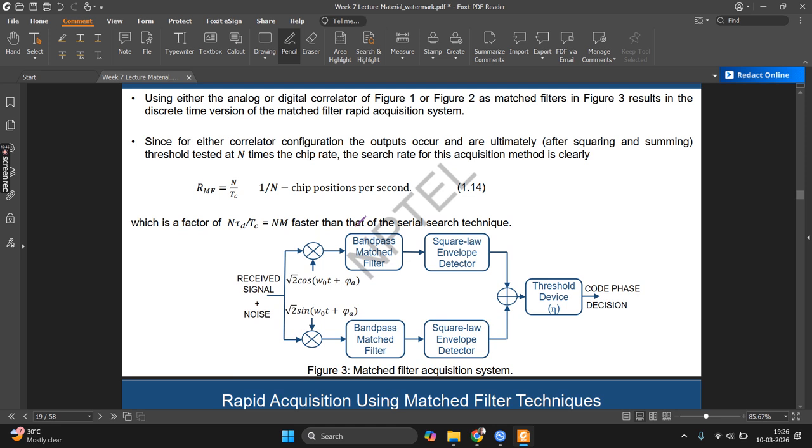Since for either analog or digital configuration, the outputs occur and are ultimately threshold tested at n times the chip rate, the search rate for this acquisition is n by Tc.